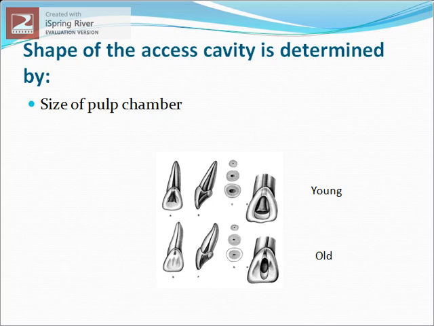The shape of the access cavity is determined by three factors. The first one is the size of the pulp chamber. For example, in young patients, the access cavity preparation is wider than in older patients, and this is because of the difference in the size of the pulp chamber between young and old patients.